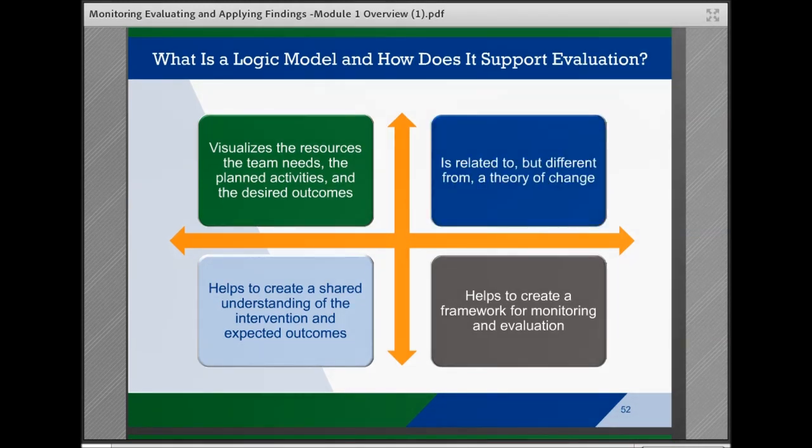Logic models are related to, but different from, a theory of change. A theory of change illustrates the pathway from an identified problem or need to a long-term outcome, in which the problem has been addressed, and helps explain how and why the change will happen. Teams should have developed a theory of change early in their change process. Many teams find it useful to use a theory of change before an intervention is selected to support selection of the right program or strategy, and a logic model after the intervention has been selected to guide implementation and evaluation.